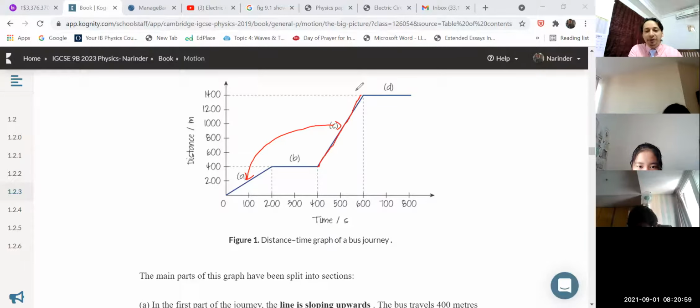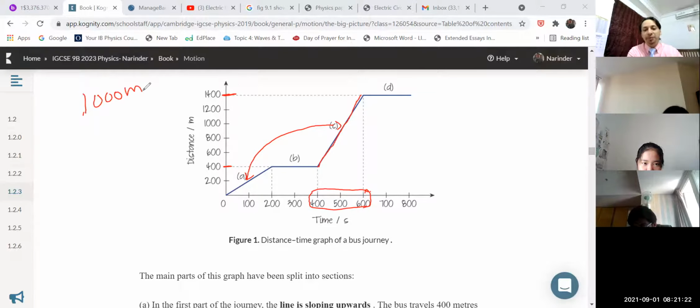And now children, if you see carefully, the time interval is again 200 seconds. How much distance has the object covered? The object has moved from 400 to 1400. So what is the distance? 1400 minus 400 is 1000 meters.